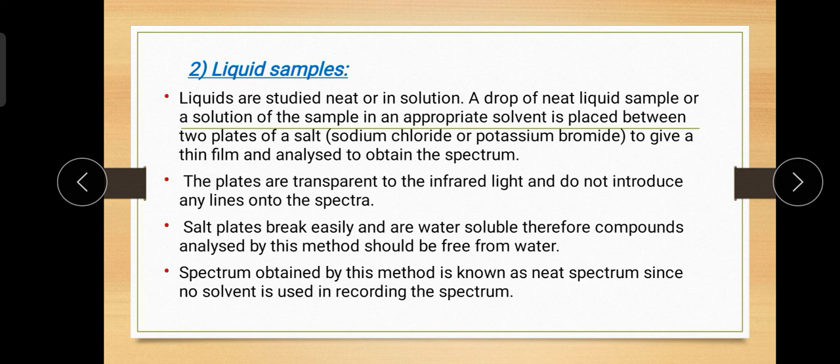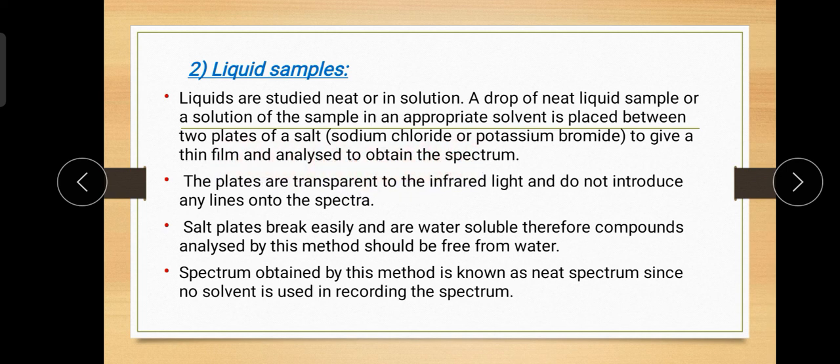The salts generally used are sodium chloride or potassium bromide. That means we place the first plate, and on it we drop the liquid sample, and after that we place the other plate. The liquid is sandwiched between the two salt plates to give a thin film. That means there is a formation of a thin film, and in this way we analyze the spectrum of the given sample.